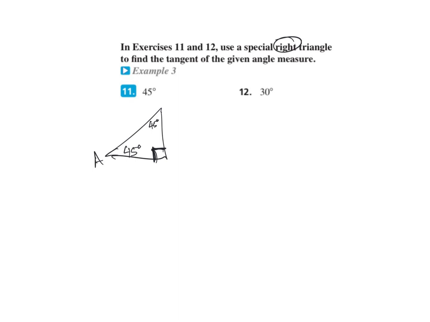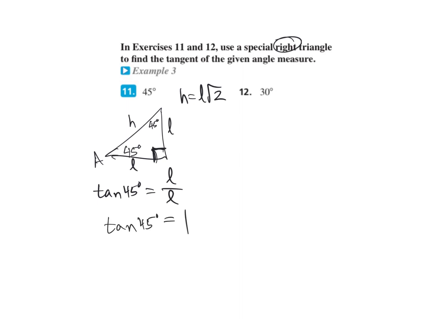So what we learned from 45, 45, 90 is the hypotenuse is equal to the leg times the square root of 2. All right, there's the hypotenuse. We call this the leg and leg here. All right, so the tangent of 45 degrees is equal to the opposite leg over the adjacent leg. Look at that. So the tangent of 45 degrees must be 1. If you put that in your calculator, you'll see that that's true. All you do is take tangent 45, and it comes up as 1.